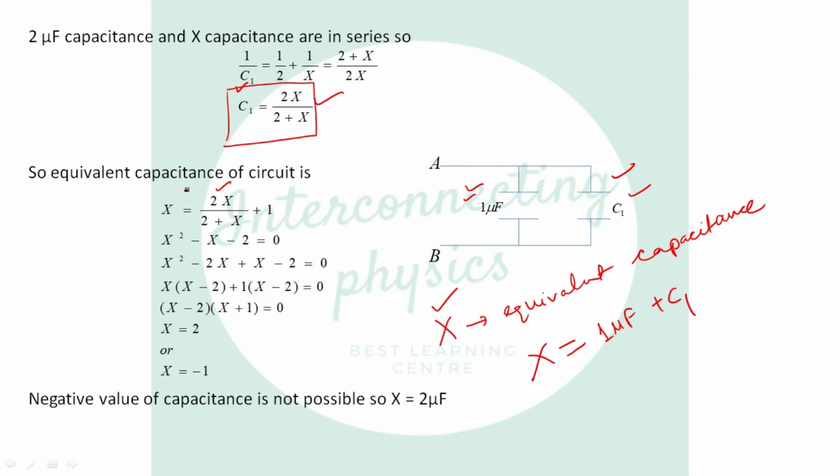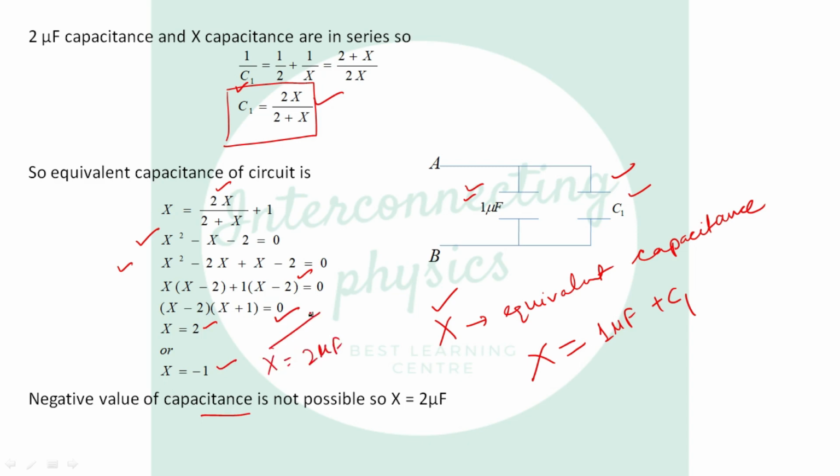Okay. When we calculate this, when we cross multiply, add or subtract, this will form a quadratic equation. Let us solve the quadratic equation. X square minus 2X plus X minus 2. Take X common, we are left with X minus 2. Take 1 common, X minus 2. So (X minus 2) into (X plus 1) is 0. So we have two values of X, that is 2 and minus 1. But a negative value of capacitance is not possible. So X equals 2 microfarad.